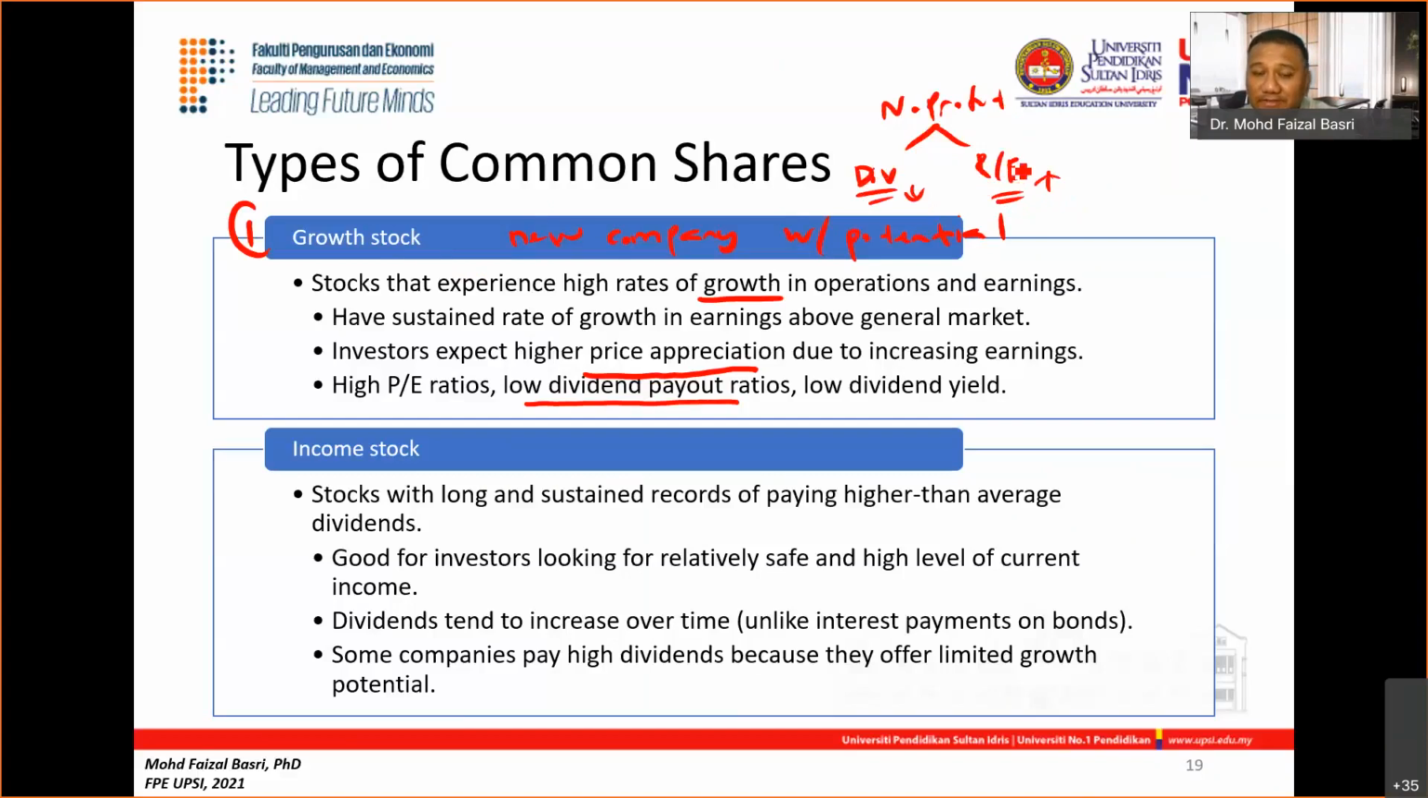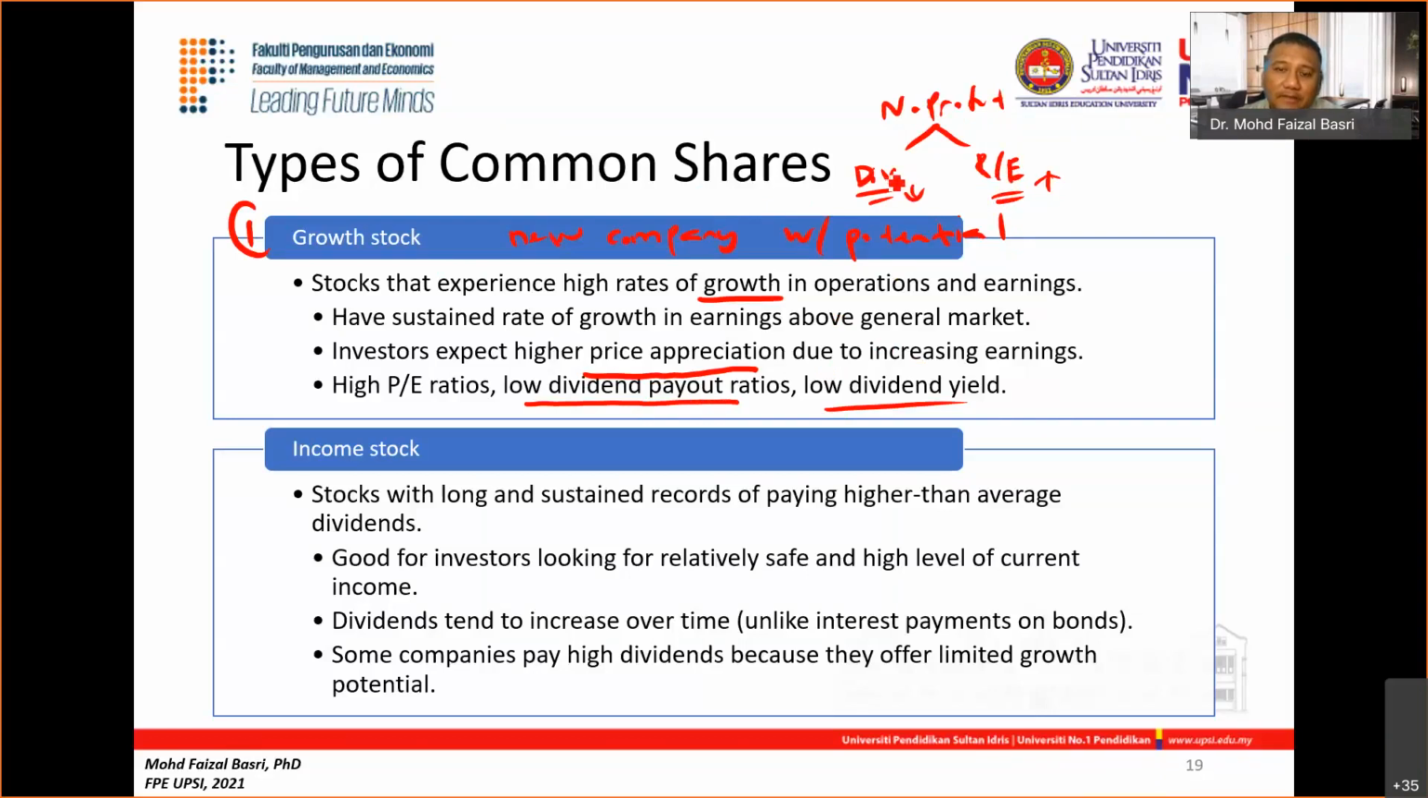Why? Because retained earnings are a reserve, so this reserve can be used for future expenditures, for example future expansion. A lot of things can be done using their reserves. As a growth company, usually the dividend will be low. So that's why the dividend payout ratio will be very low, and also a low dividend yield. Reason being, as I said, as a new company, they need capital all the time. So whenever they generate profits, this profit will be focused more on the retained earnings side.